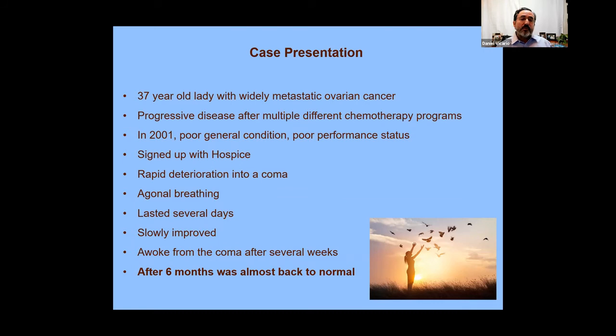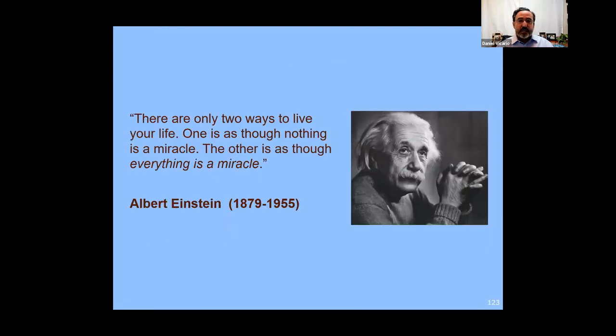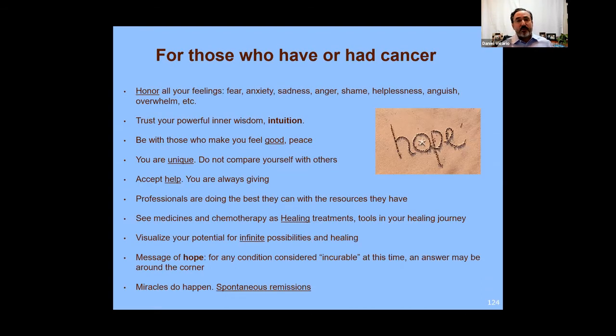So that's why there's always hope. I tell my colleagues, oncologists, we can never tell people what their life expectancy is. We have no idea. It's in their soul's hands, God's hands. And Albert Einstein said there are only two ways to live a life. One is that nothing is a miracle. The other, that everything is a miracle.